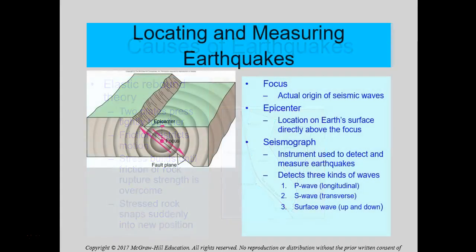Now again, where this occurs on a fault, we call the focus, and then directly above the focus on the surface is the epicenter. And we use a seismograph to detect the seismic waves that come about from the earthquakes. There are three different types of seismic waves. There are P waves, primary waves, which are longitudinal. There are S waves, or secondary waves, which are transverse. And then there are surface waves, which move the surface up and down.